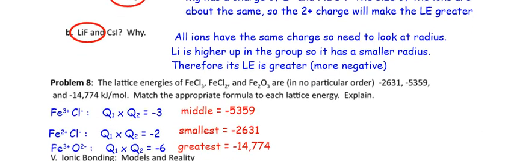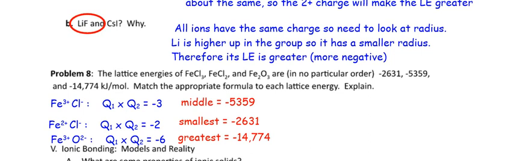All right, how'd you do? All right, so I went ahead and just found their charges. And so I found -3, -2, and -6. So hopefully you saw that this is going to be the negative or the smallest one. This is your middle one, and this is your biggest one, all right?